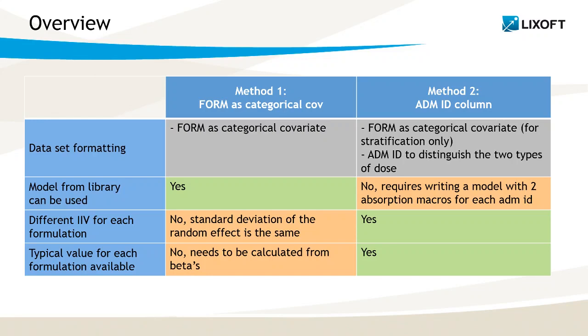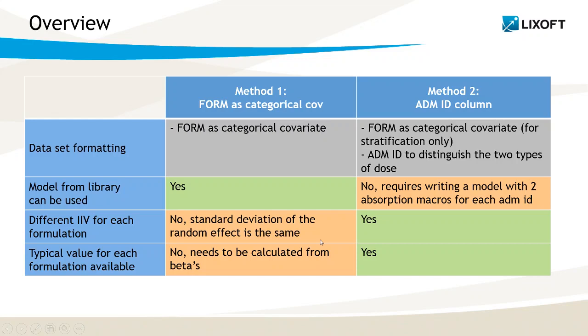The advantage of the first method is that it is possible to use models from our model libraries and then just add via the graphical user interface the formulation as a categorical covariate. If you use the second method, you're going to need to use several absorption macros in the model, and this is for the moment not directly available in the library, so you will have to write it yourself.